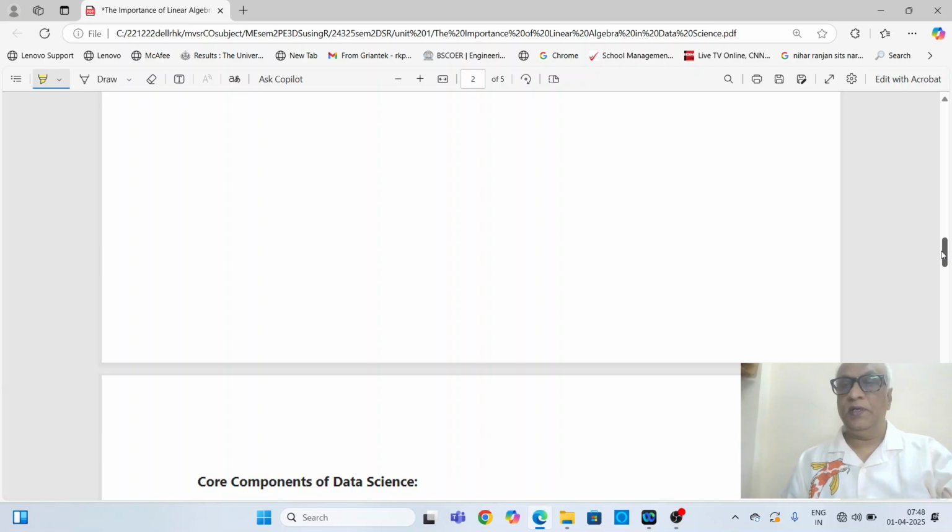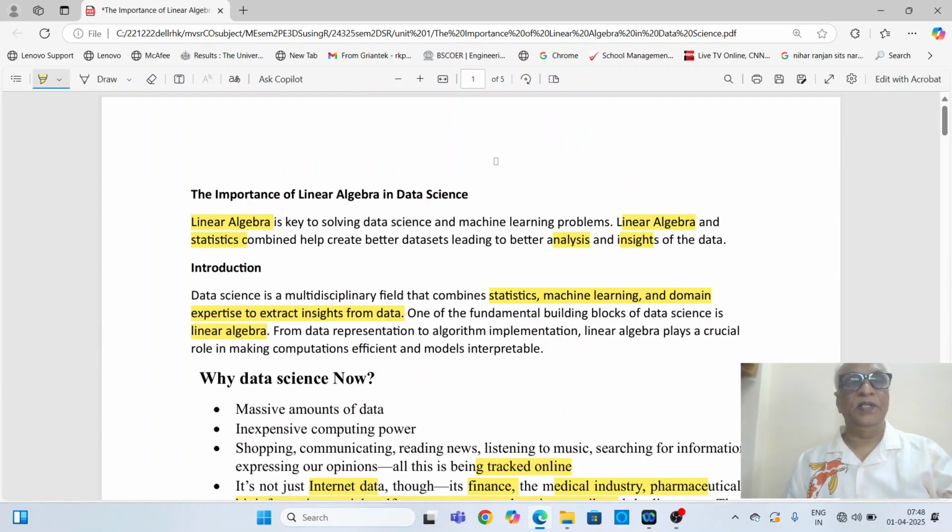The topic being discussed is the importance of linear algebra in data science. Linear algebra is key to solving data science and machine learning problems. Linear algebra and statistics combined help create better data sets, leading to better analysis and insights of the data.